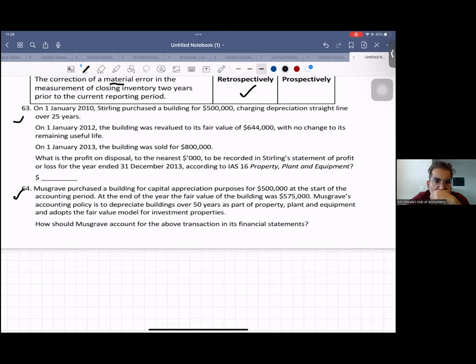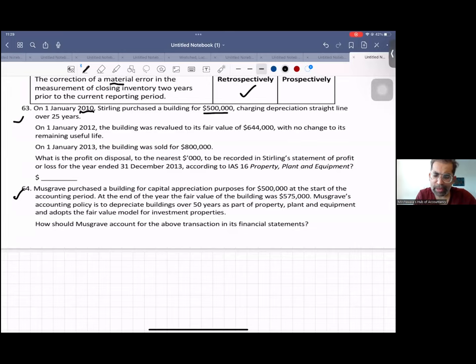Question number 64, the requirement is not given, we just need to discuss. For 64, I can understand the requirement is not clear. You just need to discuss it. Okay, let me solve question number 63. On 1st January 2010, dates are very important. On 1st January 2010, Sterling purchased a building for 500,000, charging depreciation on a straight line over 25 years.